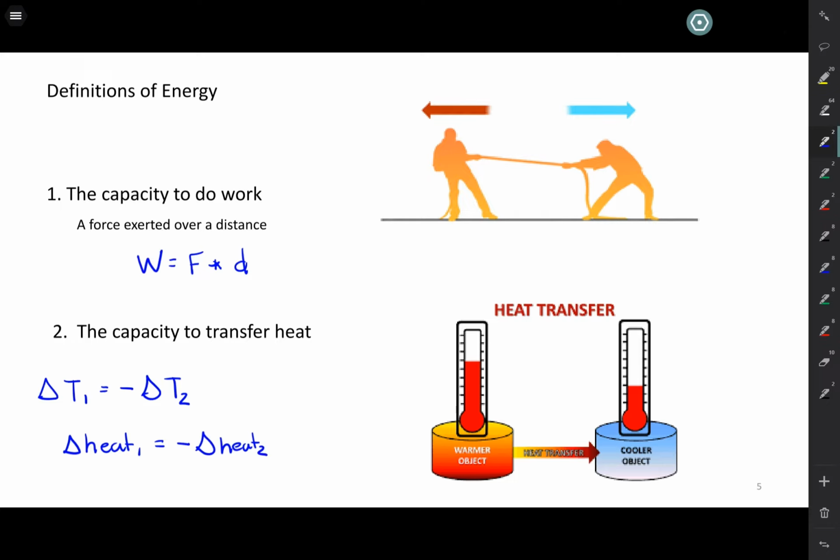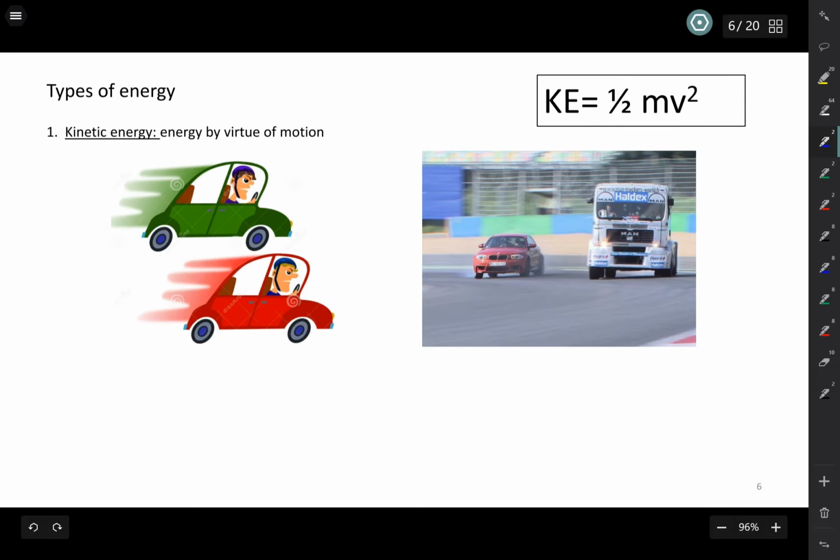We can also put energy into two types. The first one is kinetic energy. We've already talked about that in this class. This is energy by virtue of motion, and the magnitude of kinetic energy an object has is dependent on its mass and its velocity. So again, kinetic energy is equal to 1/2 mass times velocity squared.